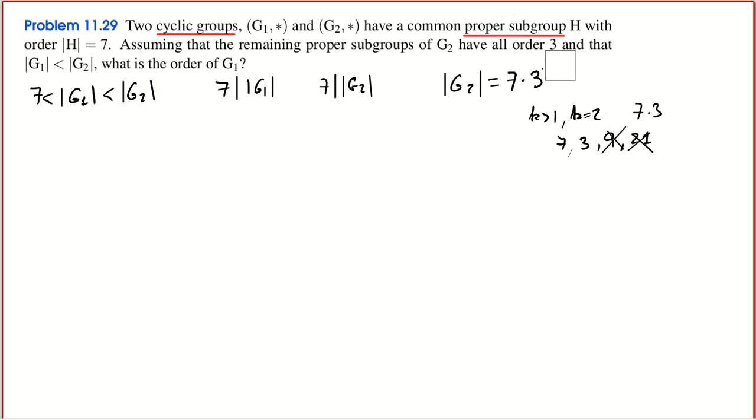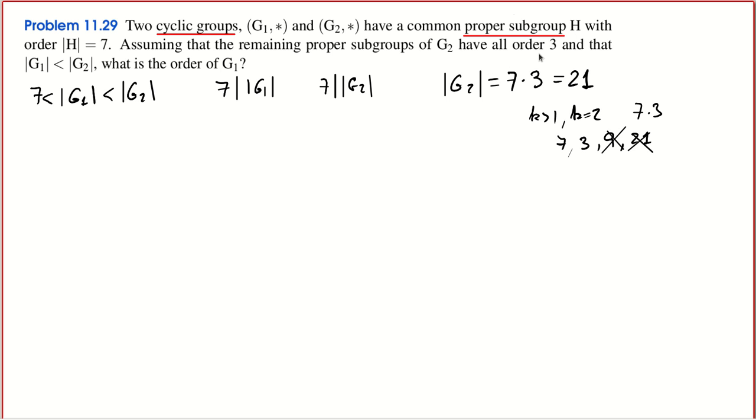So actually, we know everything about G2. We know that the order of G2 is 21. It has only two factors, 7 and 3, and there are proper subgroups of order 7 and order 3, and no more.